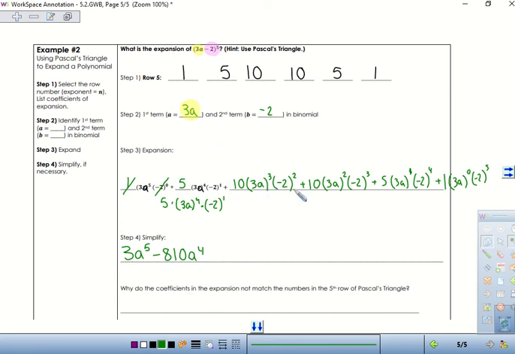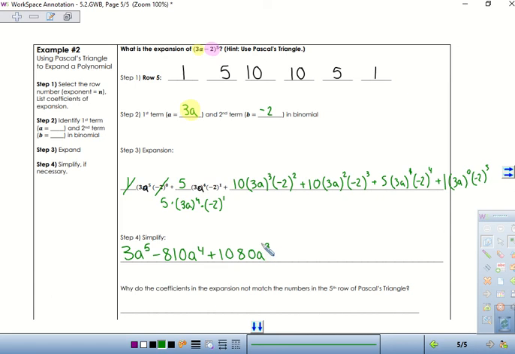Next one, 3 to the 3rd power times 10. What is negative 2 to the 2nd power going to become? So times 4. So this one's going to give me positive 1080 a to the 3rd.